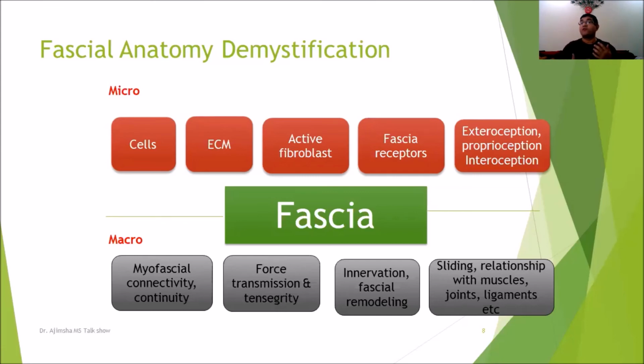Then we may go for fascia receptors. They are specialized receptors in the fascia for various hormones and biomechanical products. The last in this area will be the receptors, and we will explain it under three: exteroceptors, proprioceptors, and interoceptors. Regarding the macrofascial component, we will be explaining about fascial connectivity and continuity, myofascial force transmission and tensibility, fascia innervation, fascial remodeling, and myofascial sliding and its relationship with different structures.